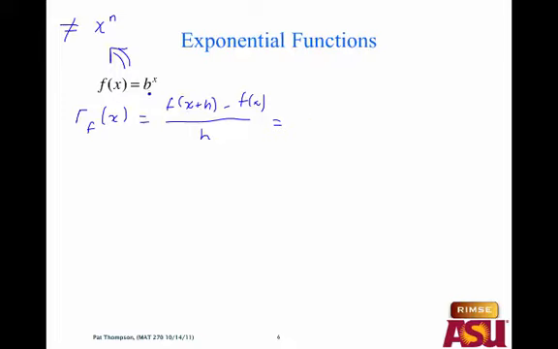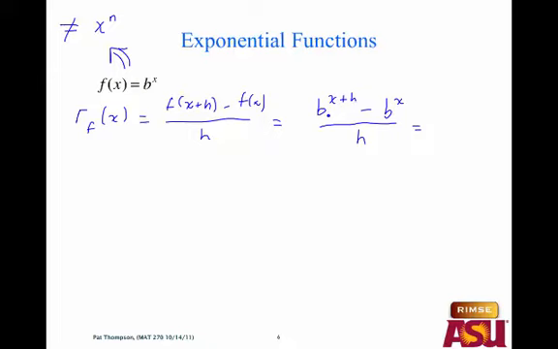What does this say? It says take b to the input. So what's that? You do the x plus h power, minus b to the x power, divided by h. Remember our rules of exponents. We can change the form of this. What is b to the x plus h? There's no other way to write that, so b to the x plus h.